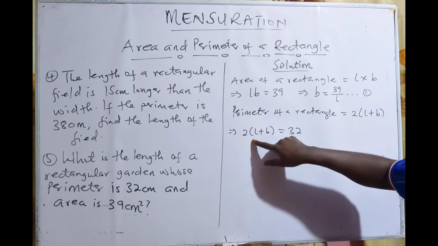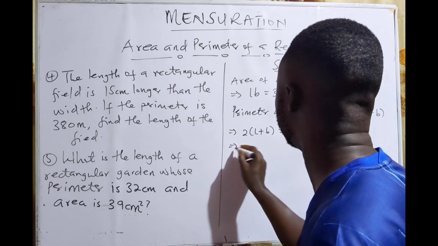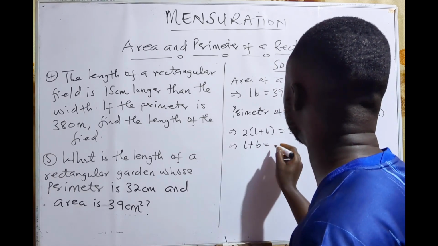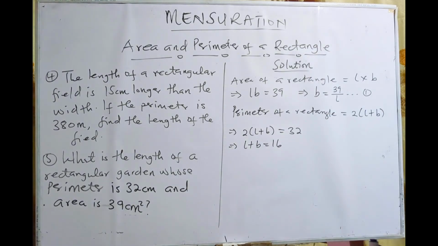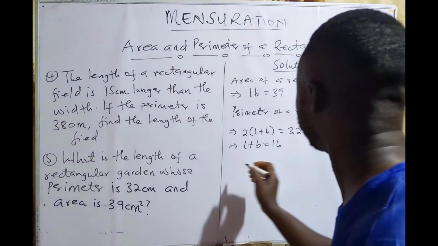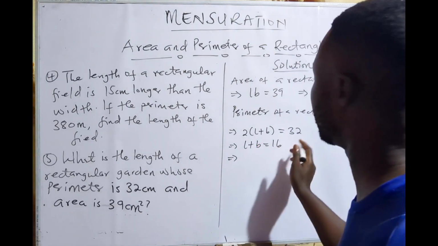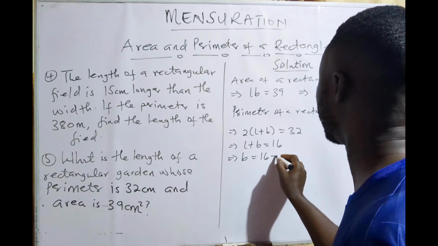I think that would be so simple. So in the first place, let's divide through by 2. Okay, so 32 divided by 2 will give us what? 16. Alright, so we can say that length plus breadth is equal to 32 divided by 2, 16. Okay, so we get the length plus the breadth to be equal to 16. Then let's make breadth the subject. Our breadth is going to be what? 16 minus the length.